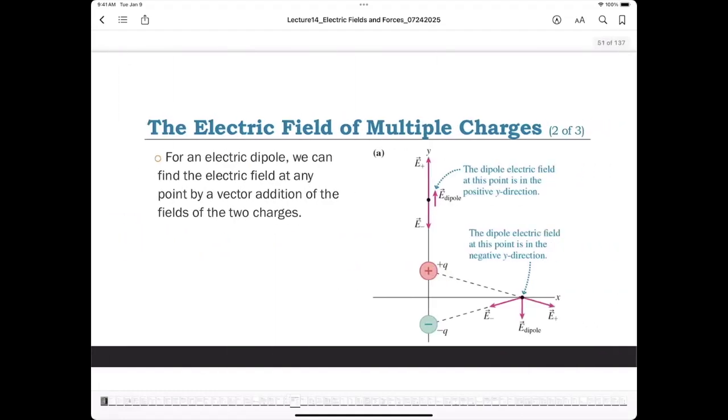Okay, let's continue to talk about the electric field of multiple charges. For an electric dipole, we can find the electric field at any point by a vector addition of the fields of the two charges. You can see here, the dipole electric field at this point is in the positive y direction. Do you know why? Because this one is in this direction and this one in this direction, but this one is bigger, so the direction is positive y. For this dot, the fields are in this direction and in this direction, so the vector sum will be the negative y direction. Does that make sense to you?